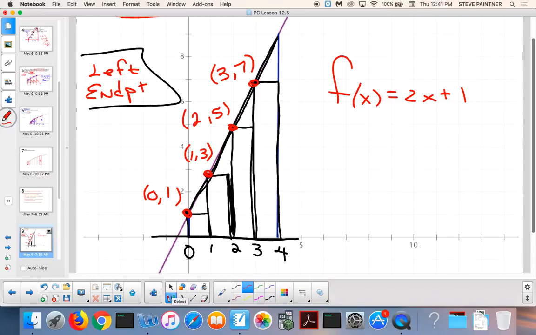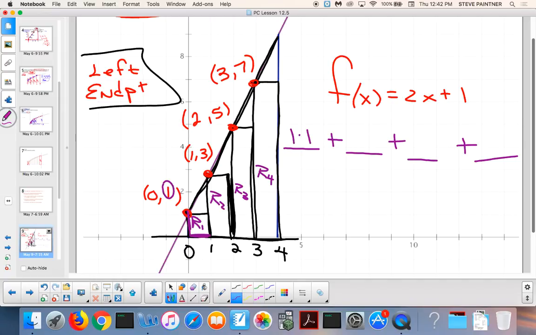All right. Now, you know you're going to estimate the area by adding rectangle 1, rectangle 2, 3, 4. Okay, so here we go. First rectangle plus second rectangle plus third plus fourth. Okay, every rectangle has length and width. Here we go. What's the width right here? 1. What's the height? 1. And you know that because of the y value. Right. 1 times 1 is 1. Next one. Width, 1. Height, 3. 1 times 3. Next one.